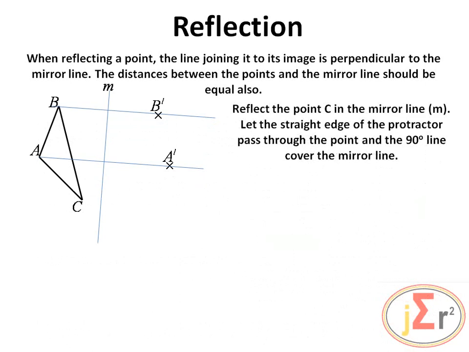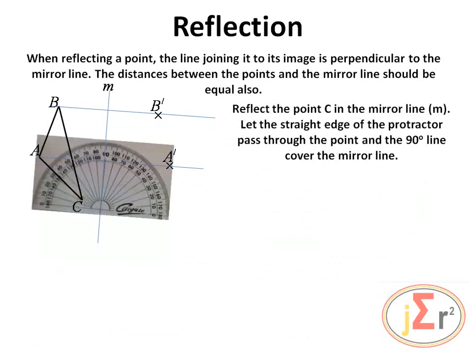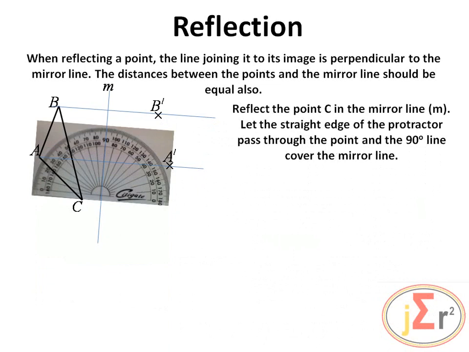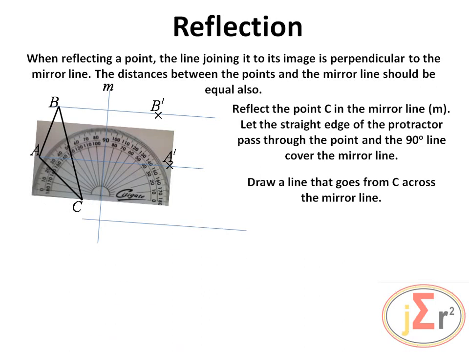We are going to reflect the point C. So notice that the protractor is turned right side up this time, but that should not affect the construction in any single way. As long as the straight edge of the protractor is passing through C and the 90 degrees line is in contact with the mirror line, then we are sure that our approach is going to be correct. So we need to draw that line that goes from C across the mirror line to the other side.